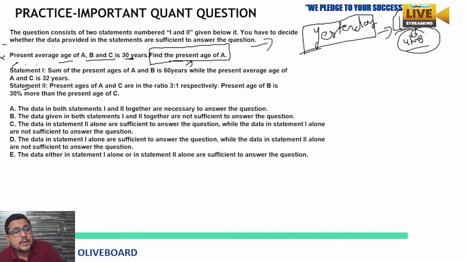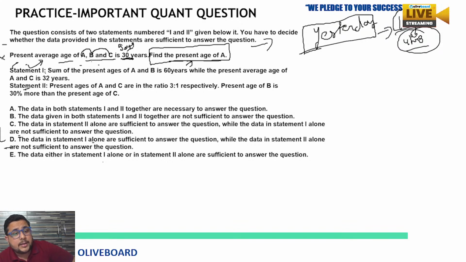Okay, see now. The present average age of A, B, C is 30 years. So we can get the sum of the ages of A, B, C. If their average is 30, their sum would be 30 into 3, which means 90 years. Now we have to find out the present age of A. Now statement 1, we will check statement 1. Satya is saying E, meaning data either in 1 alone or in 2 alone. Very good, Satya. Tanu is also saying E. Very good, Tanu.